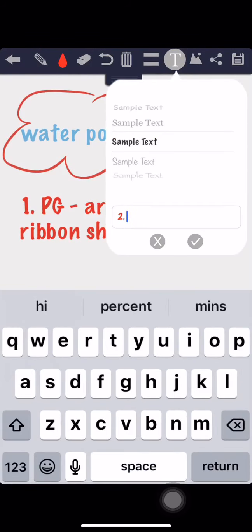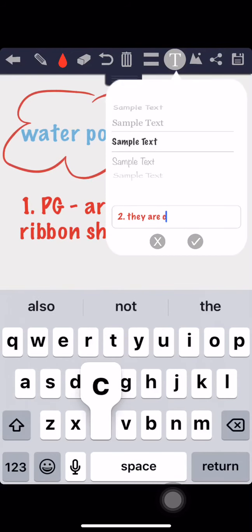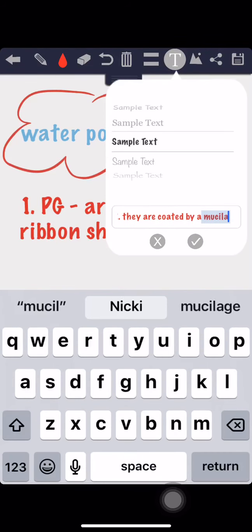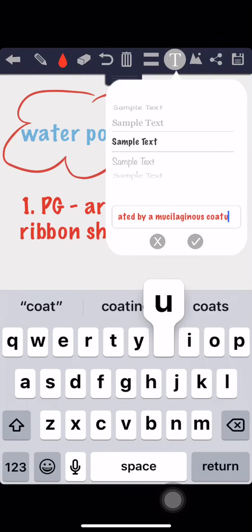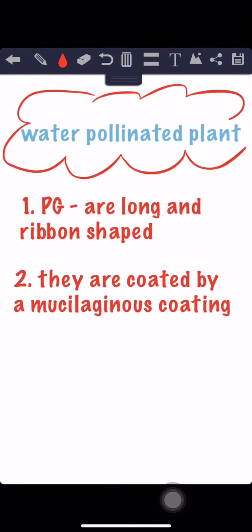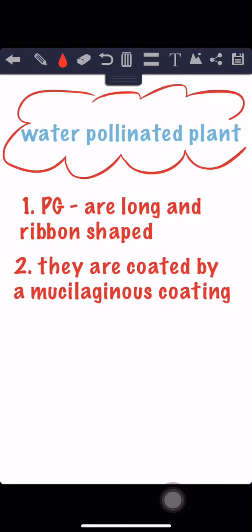Second, they are coated by a mucilaginous coating. So these are the characteristic features of a water pollinated plant, that their pollen grains are long and ribbon shaped. They are coated by a mucilaginous coating. What is a mucilaginous coating? It is a kind of coating which protects the pollen grains from desiccation by wetting.